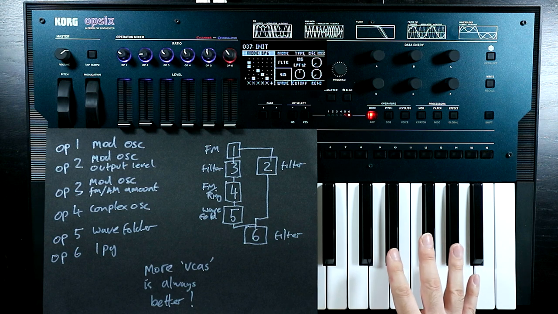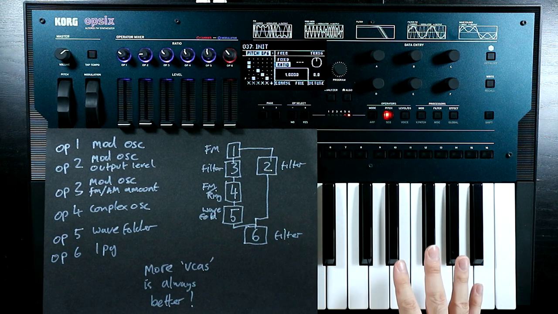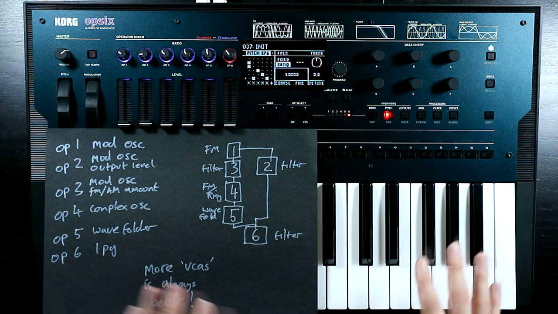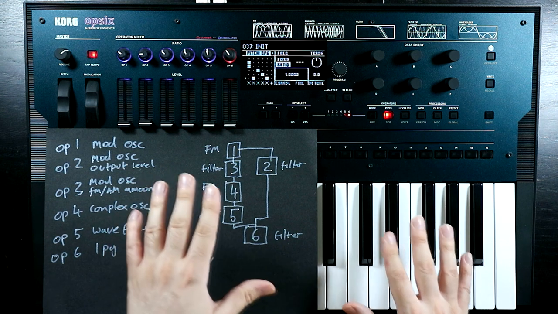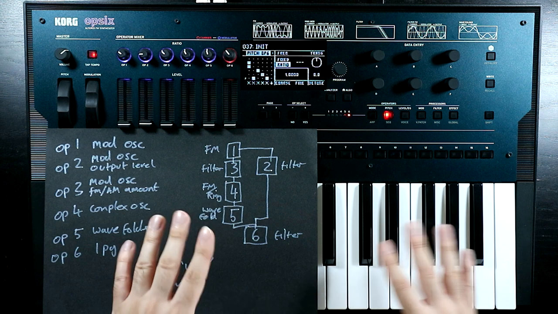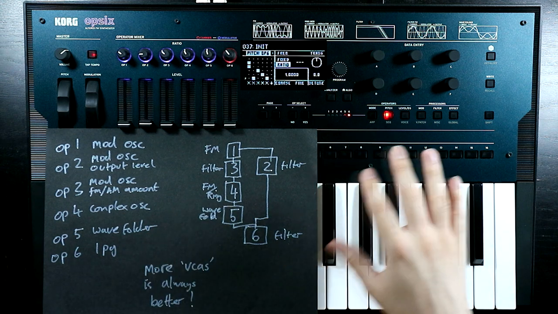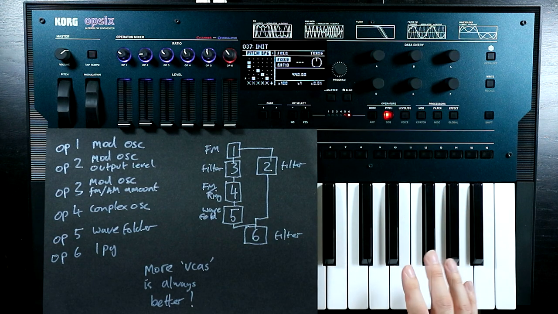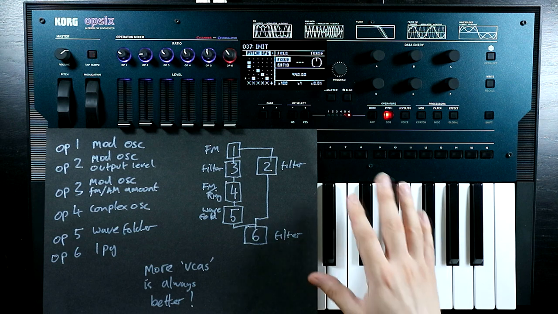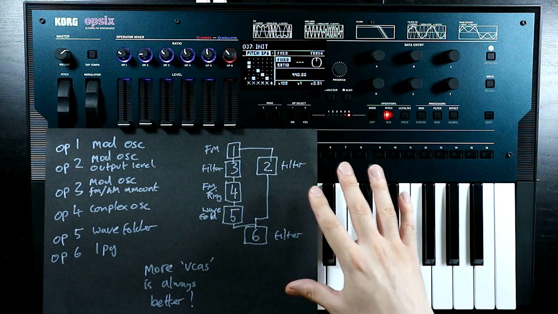And the other thing that we're going to want to do is switch its pitch to fixed. By default, if you haven't explored the filter mode, then if you watch my operator modes video, I go into depth with this. But by default, the filter will track the keyboard when it's in ratio mode. But if we set it to fixed, it will be fixed. And now we have just a control over the cutoff with the pitch of this operator.